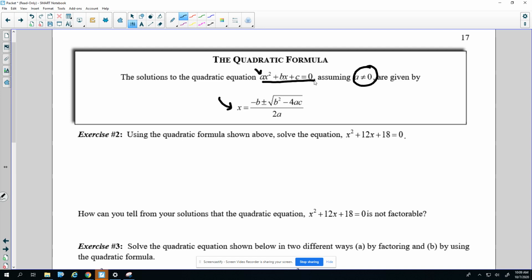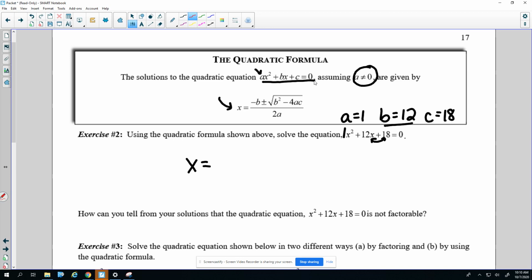Using the quadratic formula shown above, solve this equation, 1x squared plus 12x plus 18. So first I identify my a value, which is 1, my b value, which is 12, and my c value, which is 18. And even if these two terms were switched and it wasn't in standard form, the number that's with x is always b, and the number by itself is always c, and a is the number that's with the x squared.